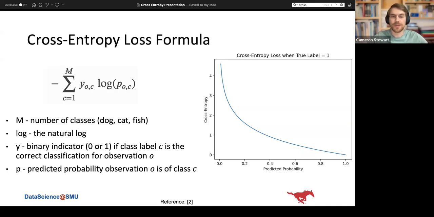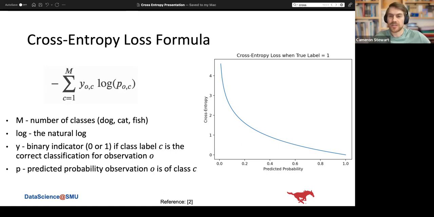The cross-entropy loss formula shown here is just the negative of the summation of the binary indicator of which class is the actual class, multiplied by the log of the probability of each individual class. And if you look a bit deeper, you'll notice that that binary indicator is only 0 or 1. So any class that is not the actual class will have a 0 in that y value, and therefore that term will go away. So the only class that really matters in this application is the actual class.